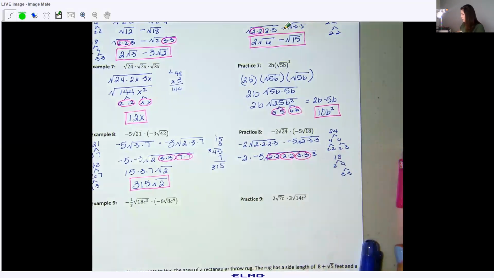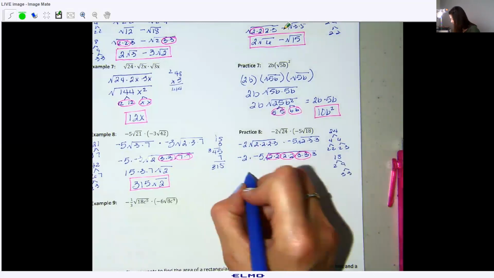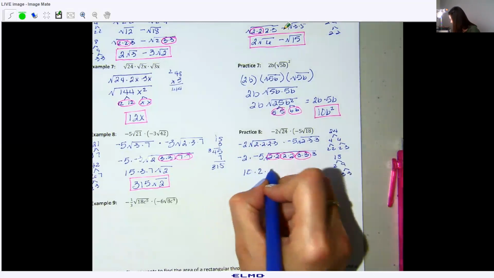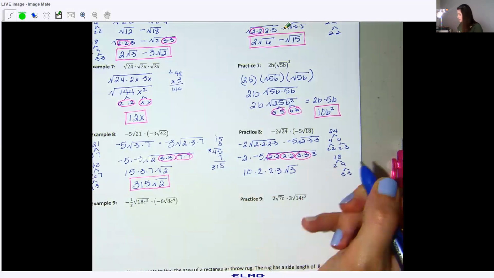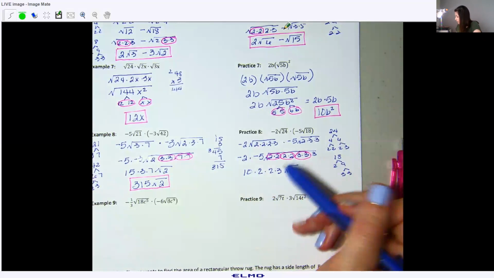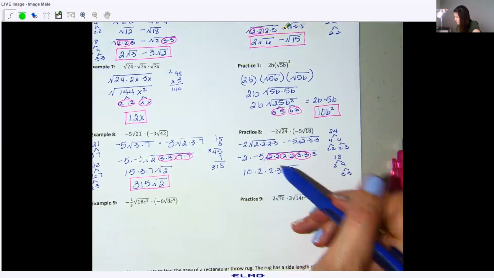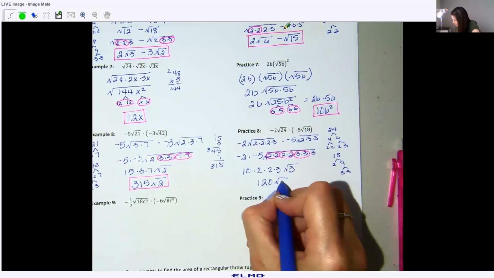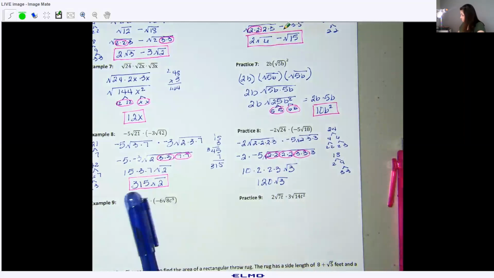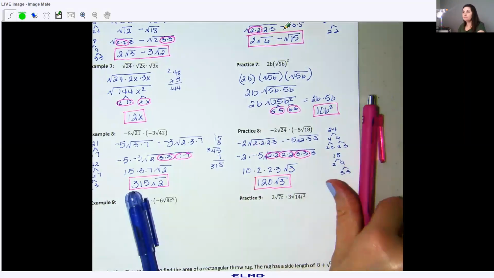Okay, now I'm going to pull this all out. So -2 times -5, it's 10. And then I'm going to multiply that by 2 times 2 times 3. And then I'm left with the square root of 3 on the inside. Okay, so 10 times 2 is 20. 20 times 2 is 40. 40 times 3 is 120. So 120 square root of 3. All right.